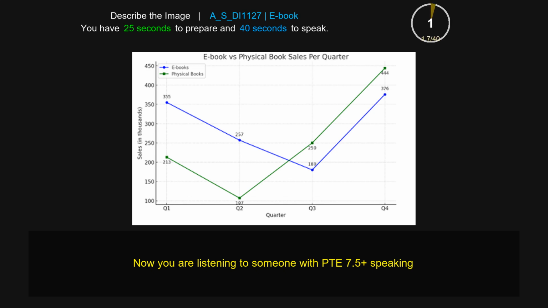This line graph shows us the ebook versus physical book sales per quarter. According to this graph, the ebook has its highest sale during the fourth quarter with 376 and lowest during the third quarter, which has only 180. On the other hand, physical book has the lowest sale during the second quarter, which has only 107, and the highest number of sales during the fourth quarter, which is 444. Overall, this line graph shows us the ebook versus physical book sales per quarter.